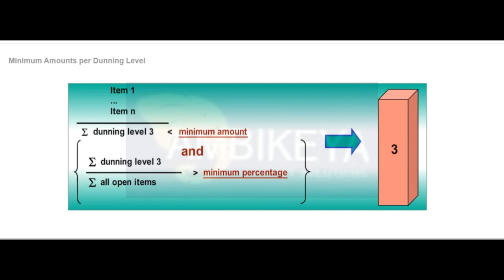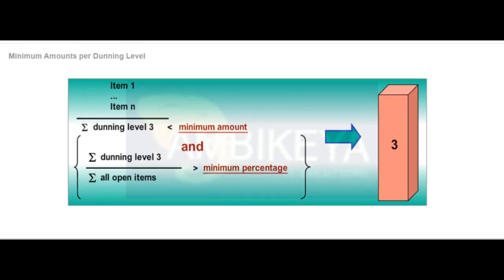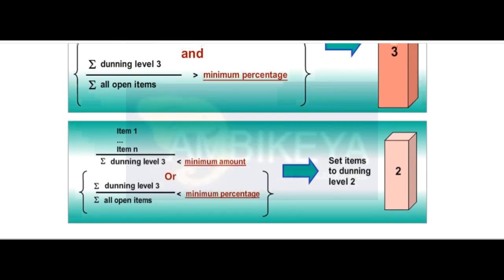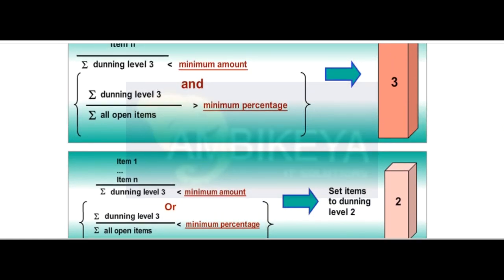The total amount of all the items in an account with a certain dunning level must be greater than a defined minimum amount. The relationship between the total amount and the total open items must be greater than a minimum percentage. If this is not the case, the system sets the items to a lower dunning level. Hint: usually, the minimum amounts and percentages at higher dunning levels are greater than the minimum amounts and percentages at lower levels.